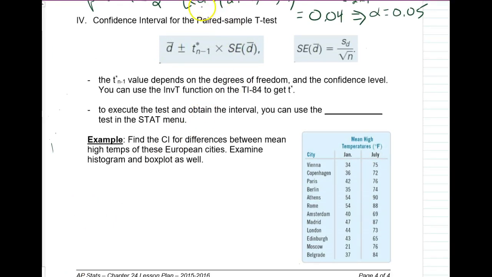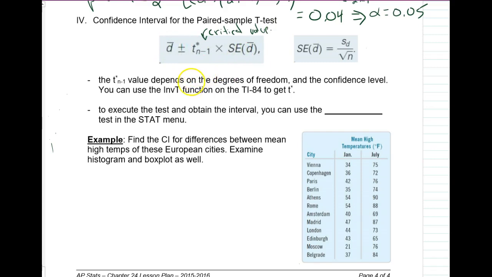So for a confidence interval, this is what we're going to do. We're going to come up with our t-statistic with n minus 1 degrees of freedom. And actually, this is not our t-statistic. It's what we call our critical value. For the z-test, we know for a 95% confidence interval, it's always 1.96.